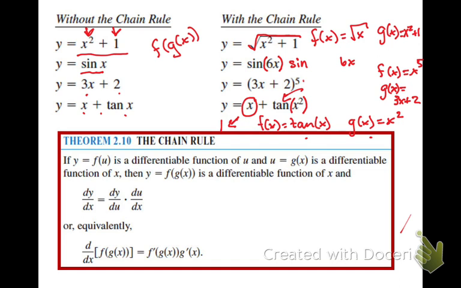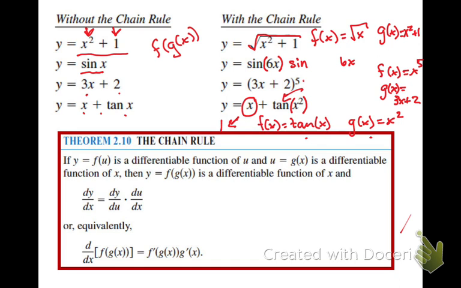Got me? Okay, so the red box comes directly from the book, so we only write down what makes sense. I will explain it all, but only write down what makes sense. So if y equals f of u is a differentiable function of u, and u equals g of x is differentiable. So both functions have to be able to be differentiated. Remember, we can find the derivative as long as it's not discontinuous at that point. Yes?